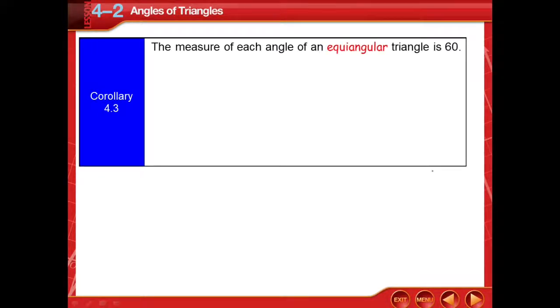Corollary 4.3 states that the measure of each angle of an equiangular triangle is 60 degrees. If I have a triangle and I say that each angle is x degrees because they are equal for equiangular, if I write an equation and say that 3x is equal to 180, that means each x is 60 degrees. 60 times 3 adds up to 180, which is the sum of the degrees of a triangle.